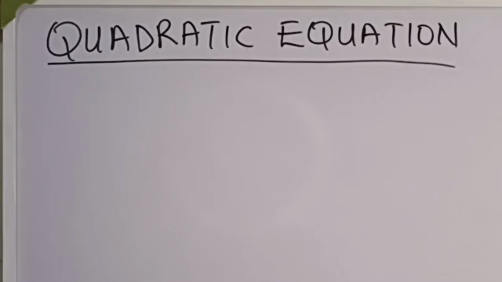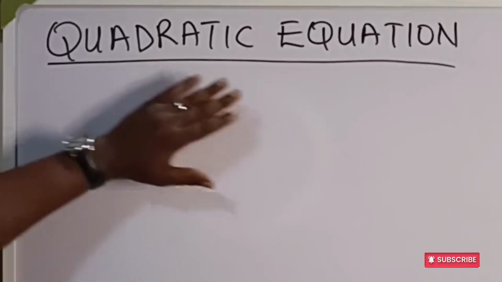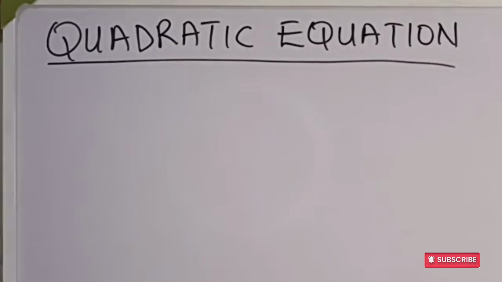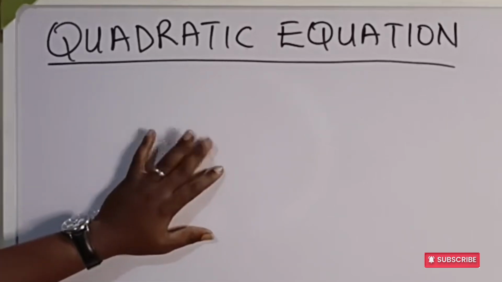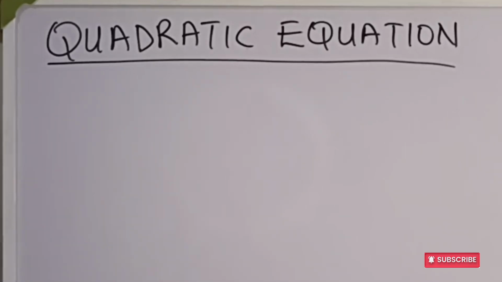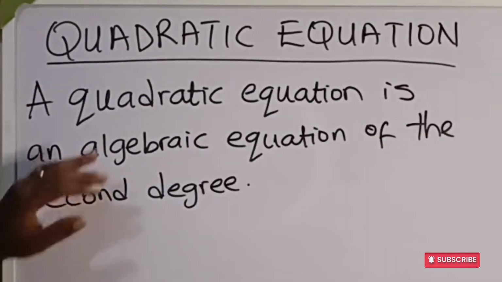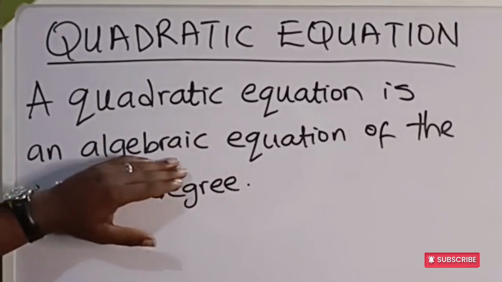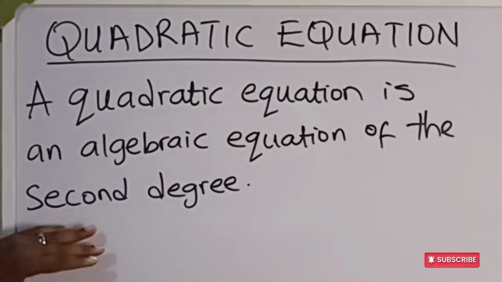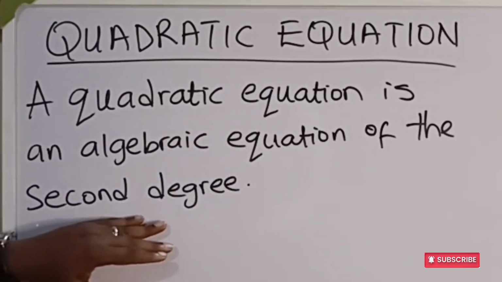Okay, so let's start. The topic for today is quadratic equations. So the first thing we need to know is, what is a quadratic equation? A quadratic equation is an algebraic equation of the second degree. I'm going to explain that. Let me write it first. So a quadratic equation is an algebraic equation of the second degree.